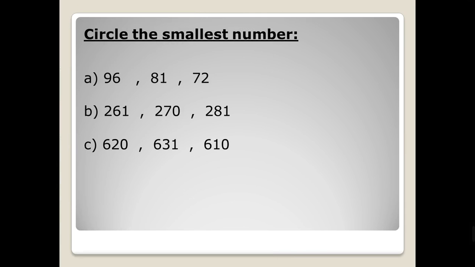Circle the smallest number. First, let's read the numbers. 96, 81, 72. Which is the smallest number? Yes, excellent, 72, the smallest number. Letter B, 261, 270, 281. Which is the smallest number? Yes, excellent, 261. Look at the digits in the hundreds place, 2, 2, 2, the same number. Move to the tens place, 6, 7, 8. 6 is the smallest number, so 261 is the smallest number.